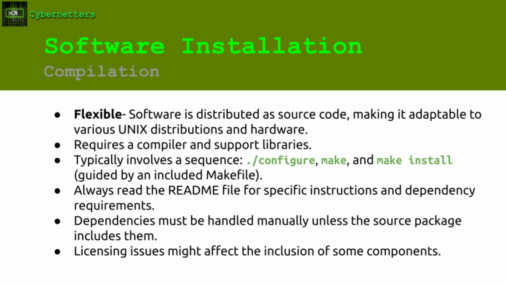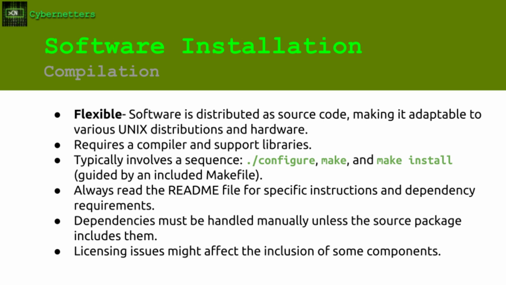All right, so let's talk about compiling software from source. It's the most flexible option since you can customize compilation for your hardware or preferences. But you need a compiler and any support libraries the program relies on. Typically, you run something like configure, which checks your system for the required libraries and sets up a makefile, make, which compiles the software, and make install, which installs the compiled program onto your system.